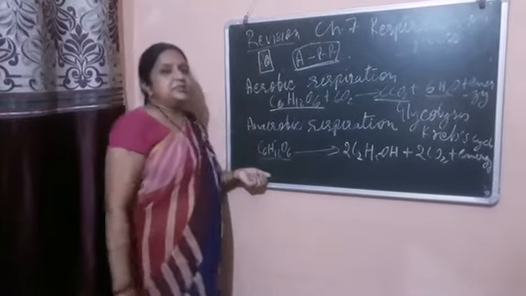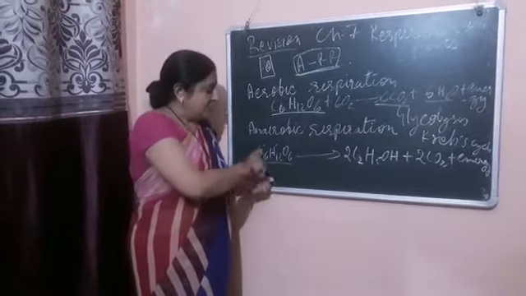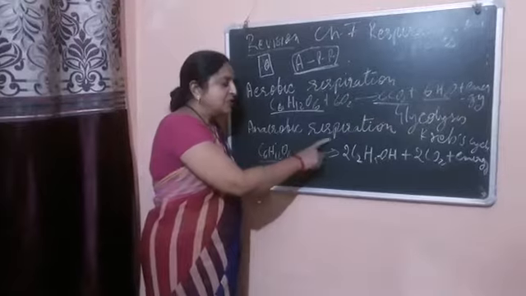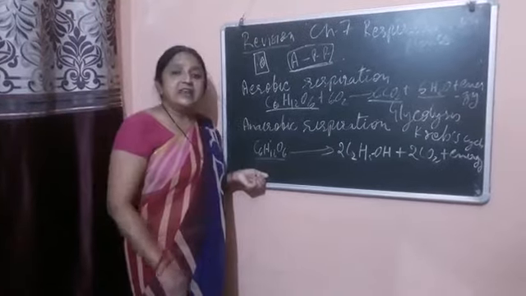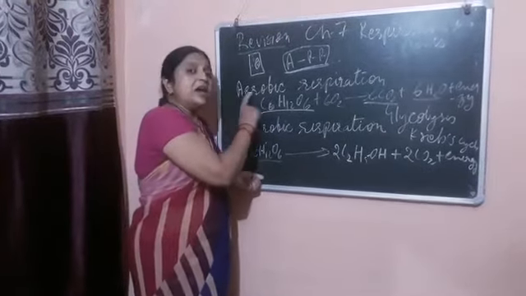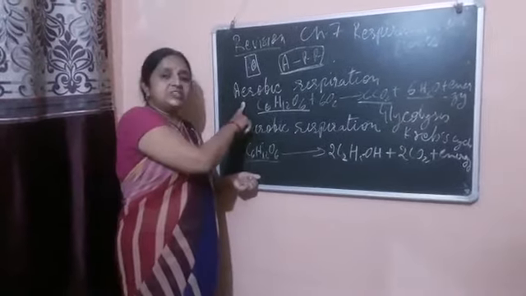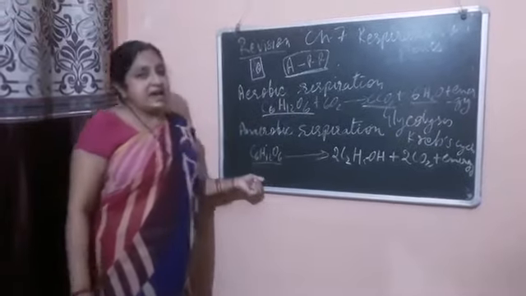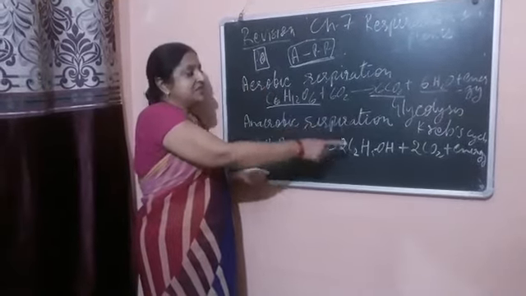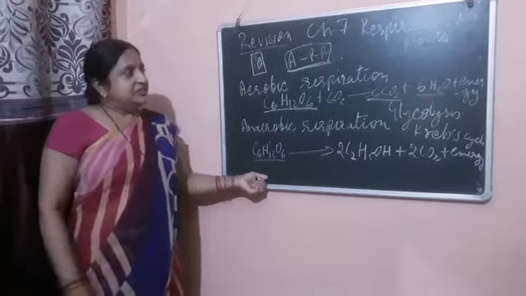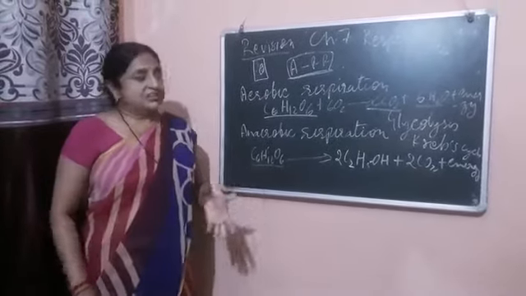Only glycolysis takes place in anaerobic respiration. No Krebs cycle takes place in anaerobic respiration. So the site of anaerobic respiration is only the cytoplasm, and only one step takes place, and it is glycolysis. And the site of aerobic respiration is cytoplasm and mitochondria, and two steps are involved in aerobic respiration: glycolysis and Krebs cycle. Glycolysis takes place in the cytoplasm, whereas the Krebs cycle takes place in the mitochondria. This is all about the process of respiration in plants.